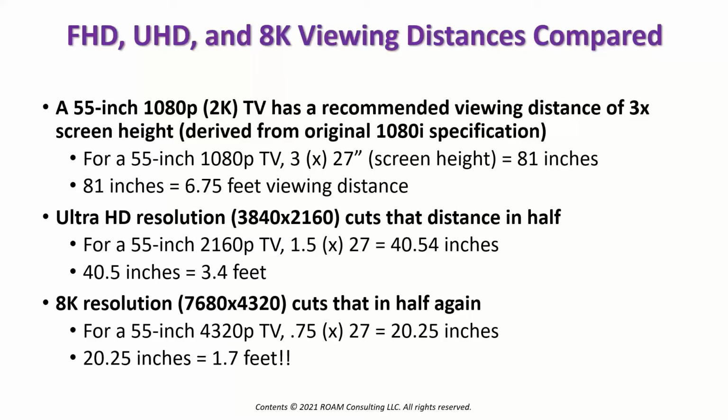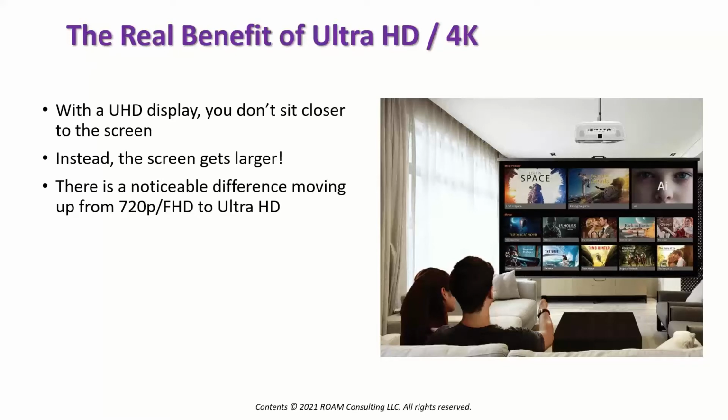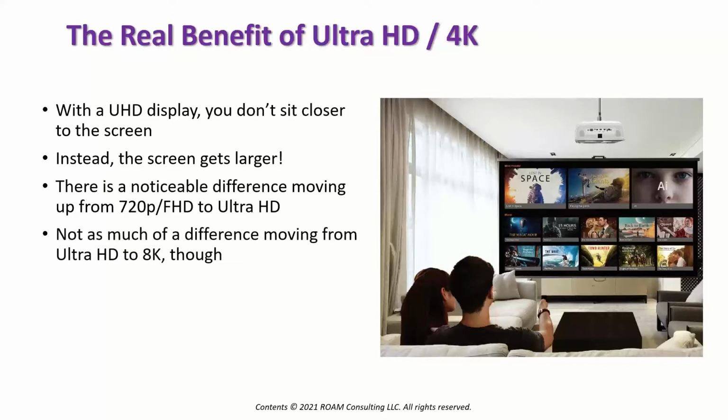But that's not how it works. People don't move their chairs closer to the screen to watch TV. What they're doing is they're making the screens larger. So the real benefit is you don't sit closer to it and the screen gets larger. There's quite a difference moving from 720p or full HD to Ultra HD. But not quite as much of a difference moving from Ultra HD to 8K though.